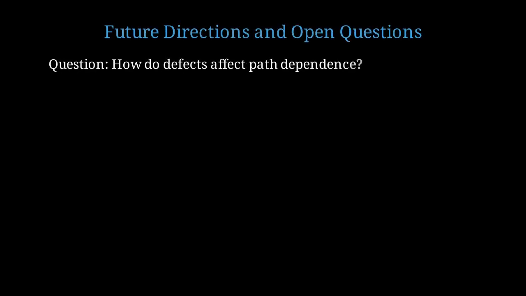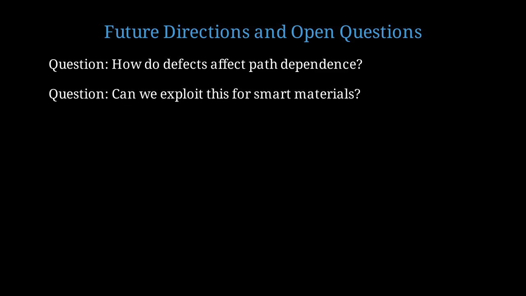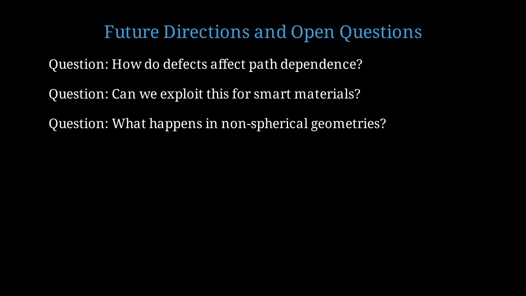Despite significant progress, several open questions remain. First question: how do defects in the shell affect the path dependence? Real capsules are never perfect. Second question: can we exploit this paradox to design smart materials that respond differently to different stimuli? Third question: what happens in non-spherical geometries? Most theory focuses on spheres, but many applications involve other shapes.